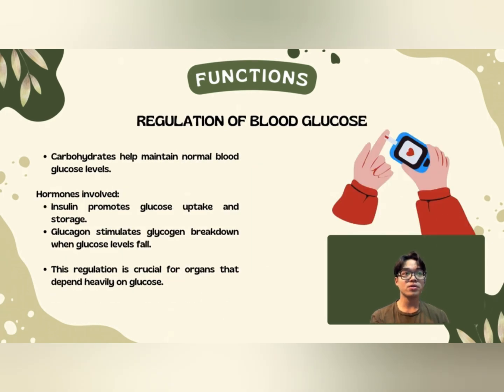Carbohydrates also play an important role in regulating blood glucose levels. Insulin promotes glucose uptake and storage when blood glucose is high, whereas glucagon stimulates glycogen breakdown into glucose when blood glucose is low. This hormonal regulation is essential for metabolic homeostasis.